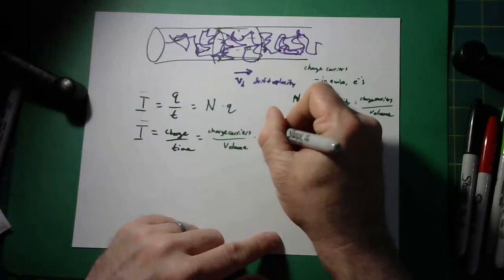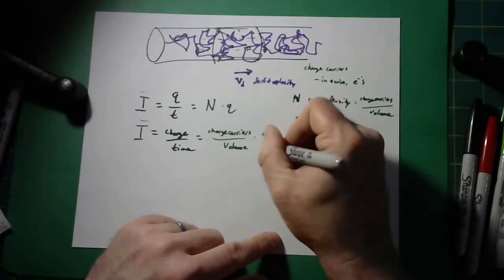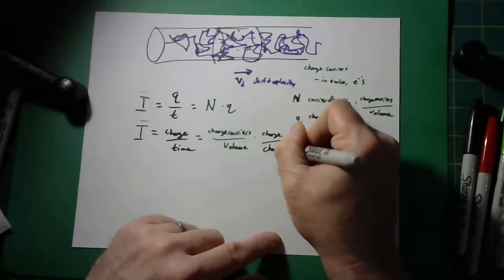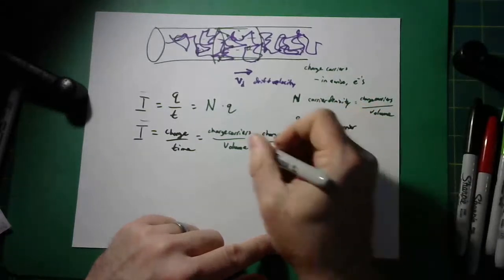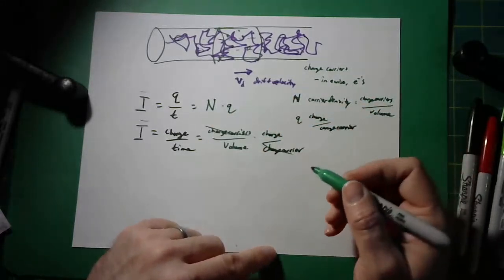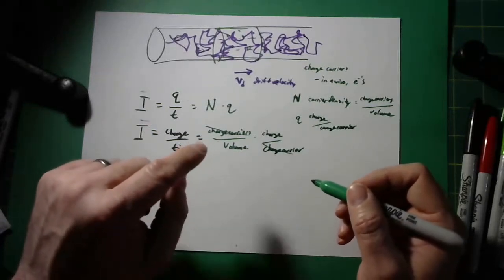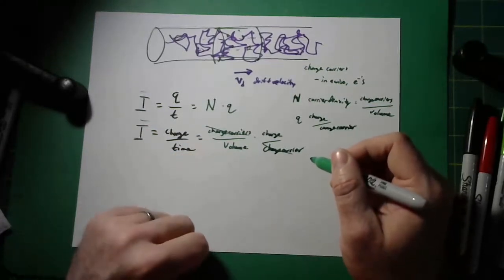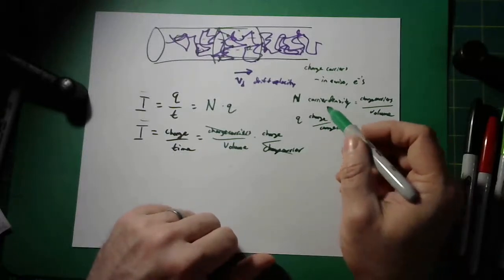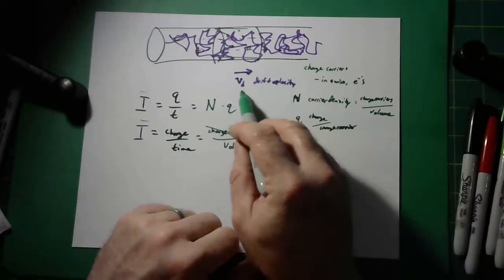So if I do that, charge per charge carrier, you say, hey, charge carriers, charge carriers. Now I'm at charge per volume, but I want charge per time. So the way I'm going to get time involved is I'm going to use this drift velocity.